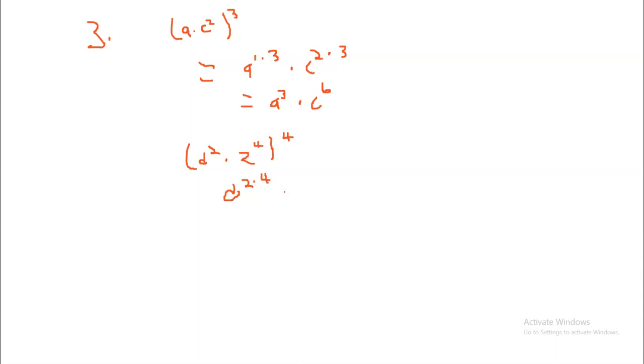and then z, which is 4 times 4. So 2 times 4 will be 8, né? So d to the power of 8, and then z to the power of 4 times 4, which will be 16. So that will be our third rule. You always multiply the exponent outside with everything inside, né?